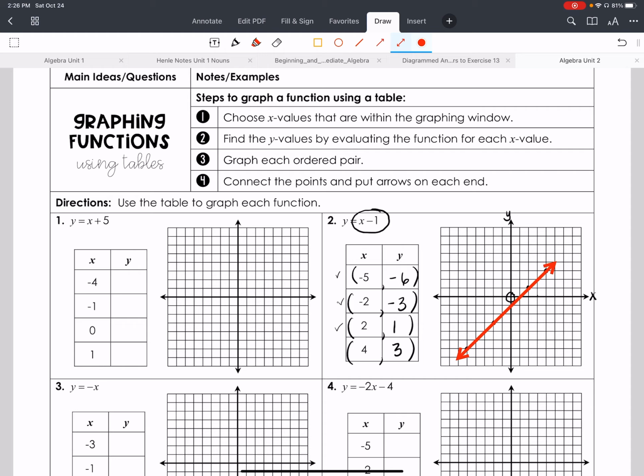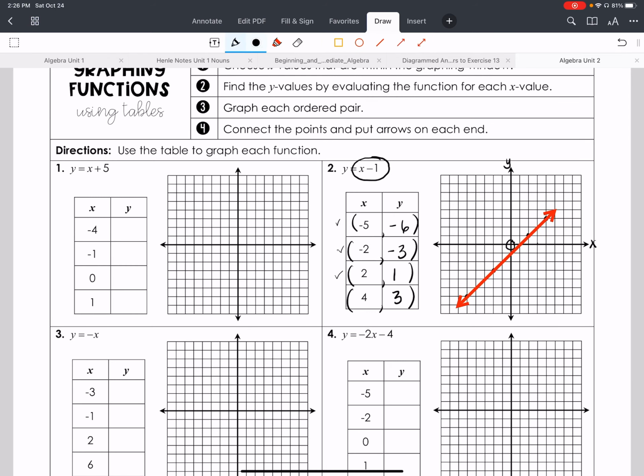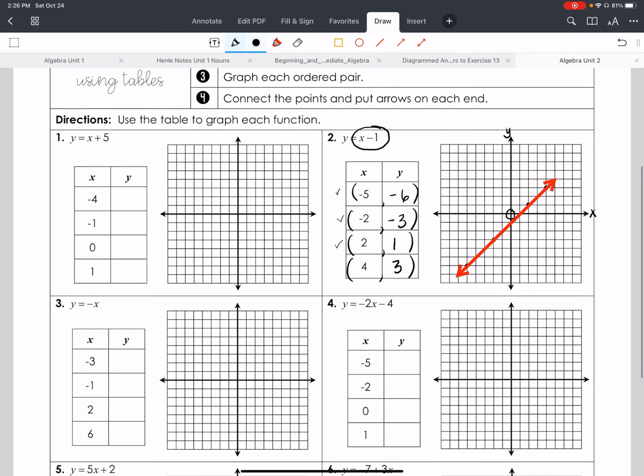Is it really steep? Is it really flat? We'll be able to figure out all of those things later. But just for right now, be amazed at the beautiful, perfect universe that God made and the fact that when you graph a linear function, you actually get a straight line. It's kind of cool.